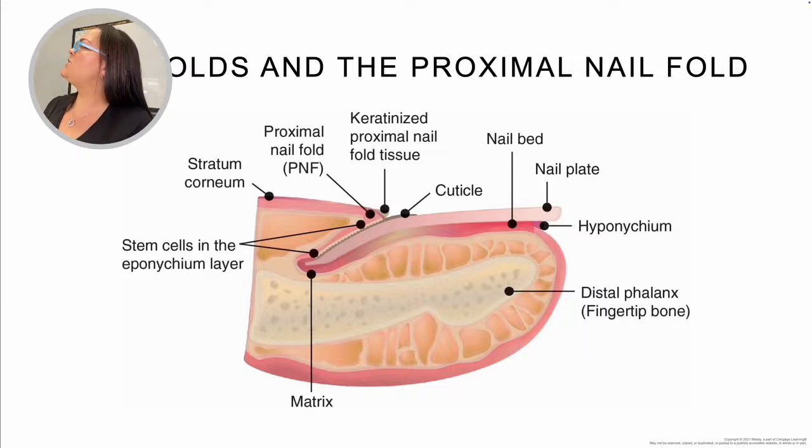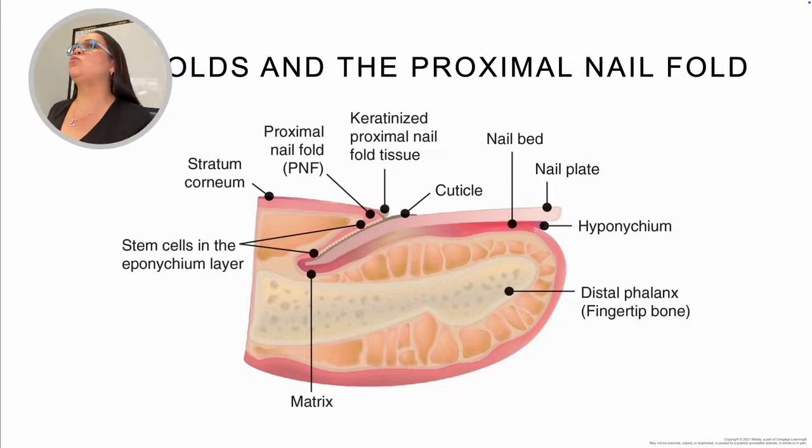What is the purpose of that area? What is the purpose of the cuticle? Anybody know? Like, what is it even for? It protects the matrix. Absolutely. It protects and shields a very sensitive area of your nail known as the matrix. We'll get to that matrix and why it's so important to be protected in a second. But it has a purpose.